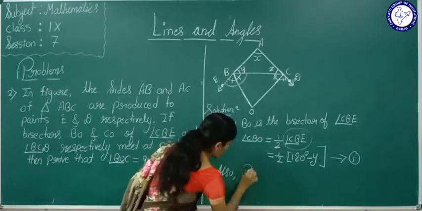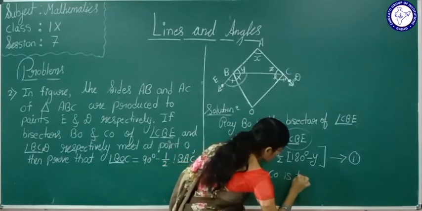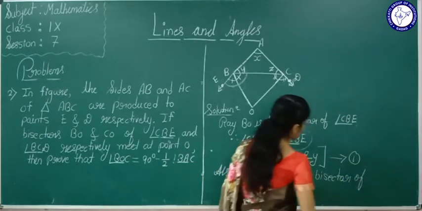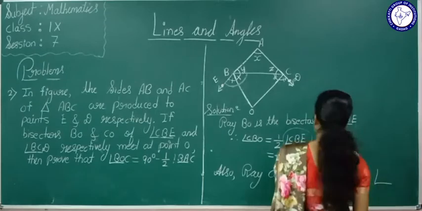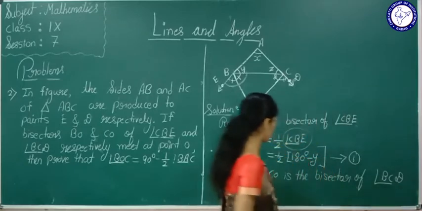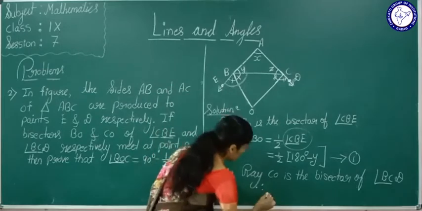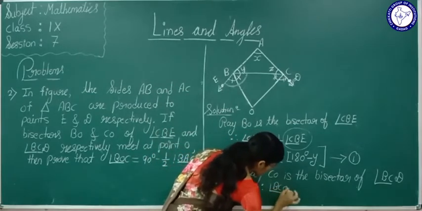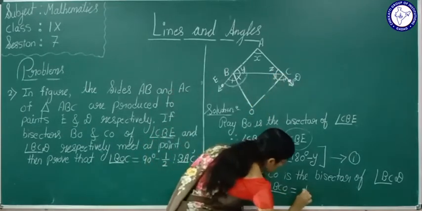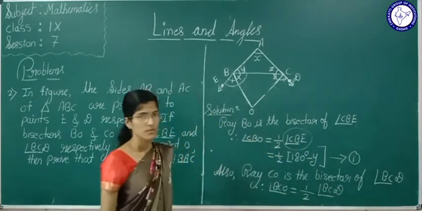Also ray CO is the bisector of angle BCD. So therefore angle BCO is how much, students? Angle BCO. These two angles are equal. It is half of angle BCD. Okay.